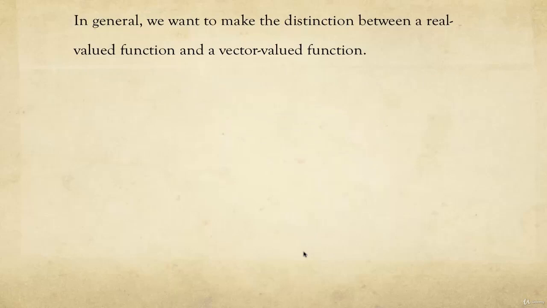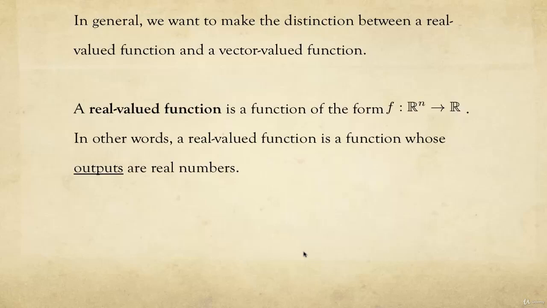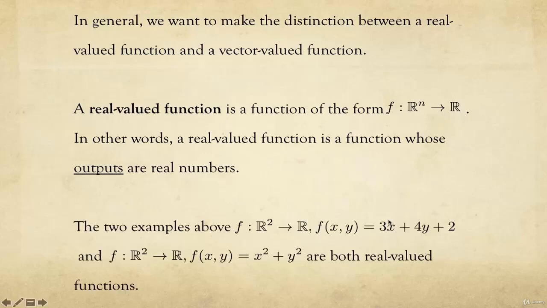In general, we want to make the distinction between real value function and vector value function. A real value function is a function where the output is a real number. It doesn't really matter what the input is. As long as the output is a real number, then this is a real value function. For example, we saw this function earlier. Again, it doesn't matter that this is R squared, because the output is a real number, and this is a real value function. Similarly for this one, this is also a real value function.